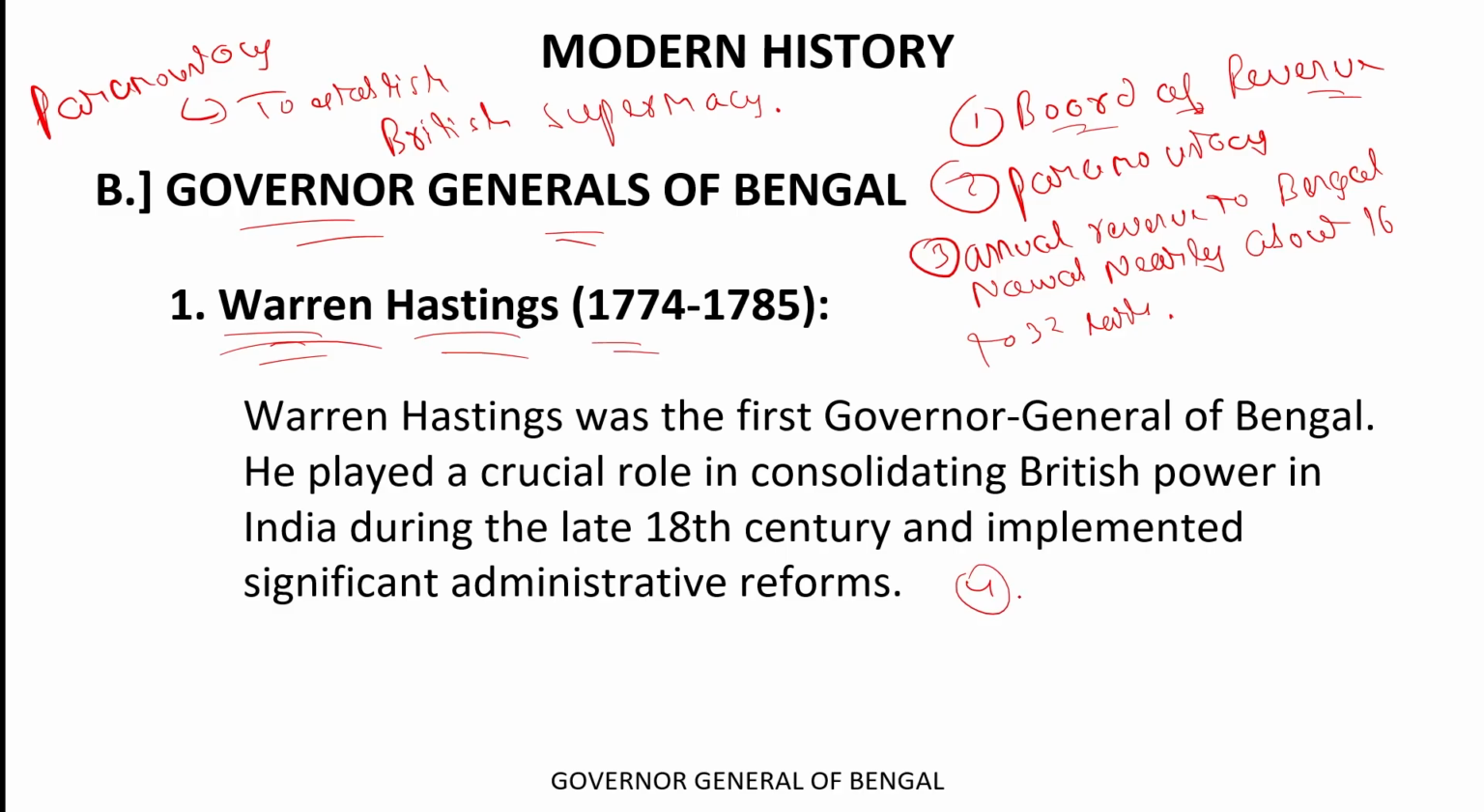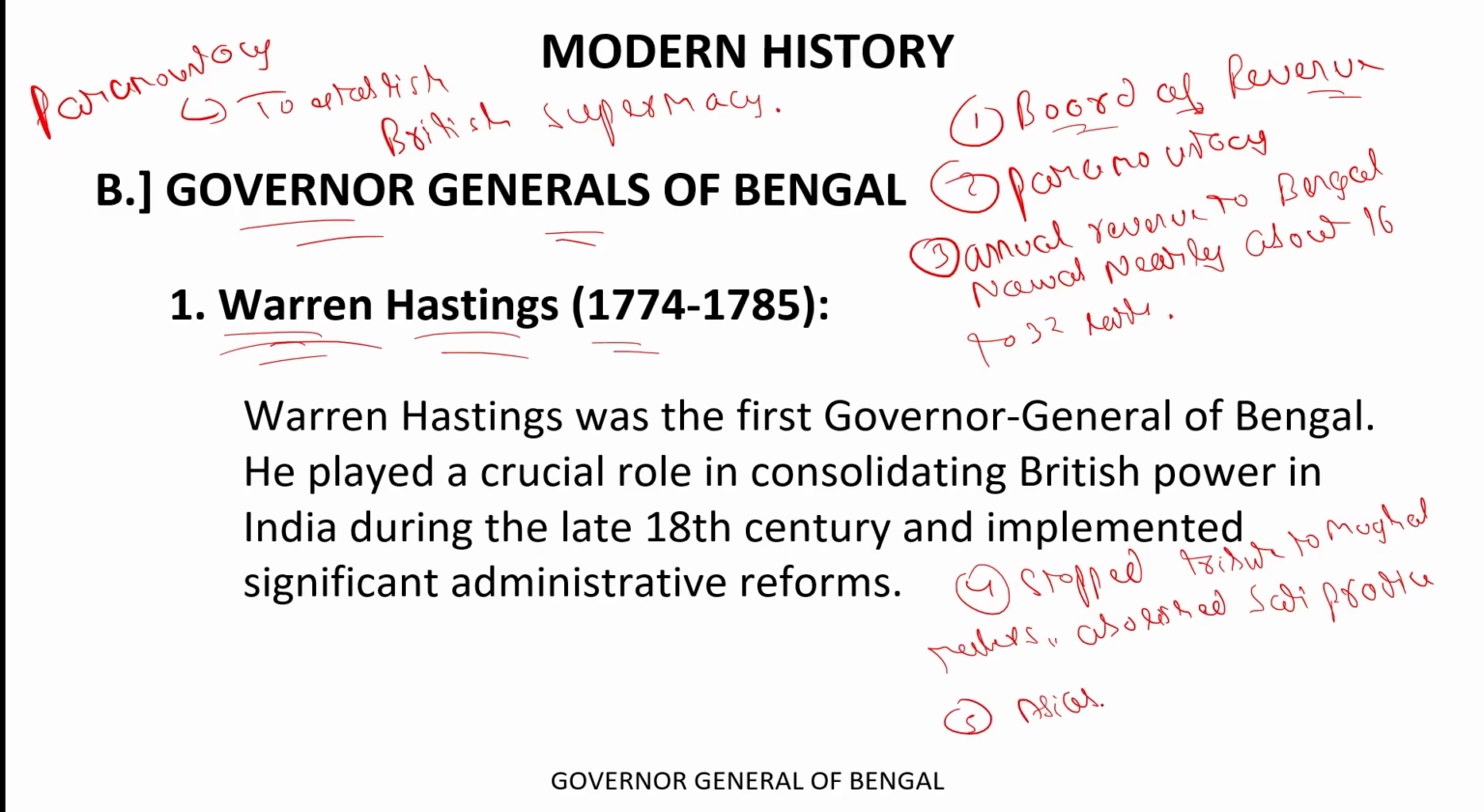The fourth point, what he did, he stopped tribute to the Mughal rulers. Thereafter, he abolished Sati practice. The fifth thing which he did, the Asiatic Society of Bengal was founded by William Jones.